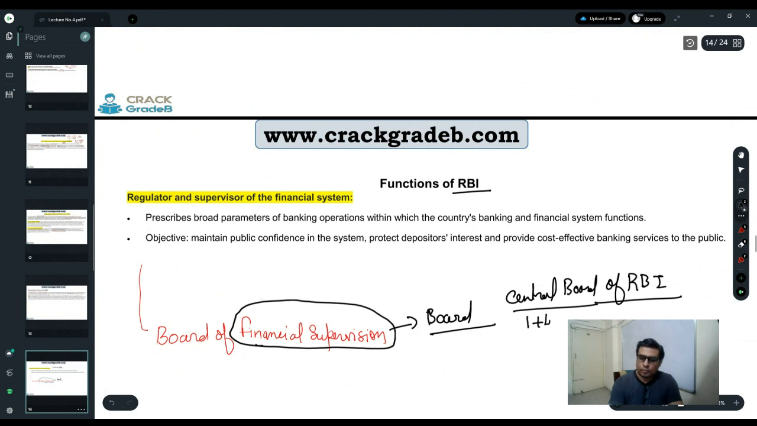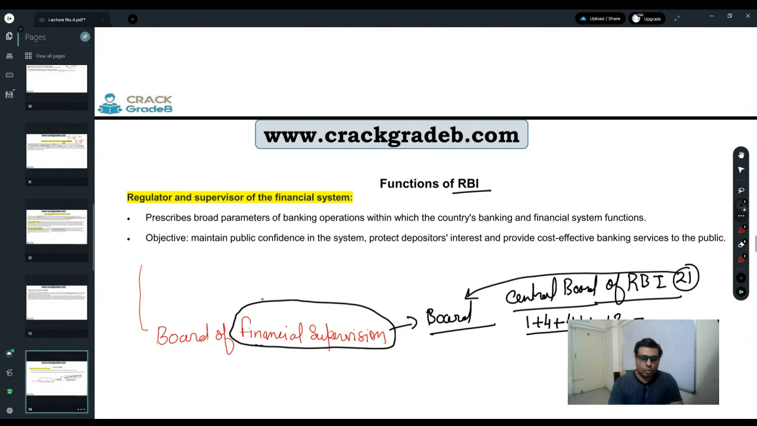One governor, four deputy governors, four directors of the local boards, Delhi, Mumbai, Kolkata, and Chennai, right? Then 10 nominees by the government, and two government officials from the finance ministry. So this central board is comprised of 21 members, and this board creates a Board of Financial Supervision. The Board of Financial Supervision has all the central board members, and they oversee the overall functioning of our financial system.